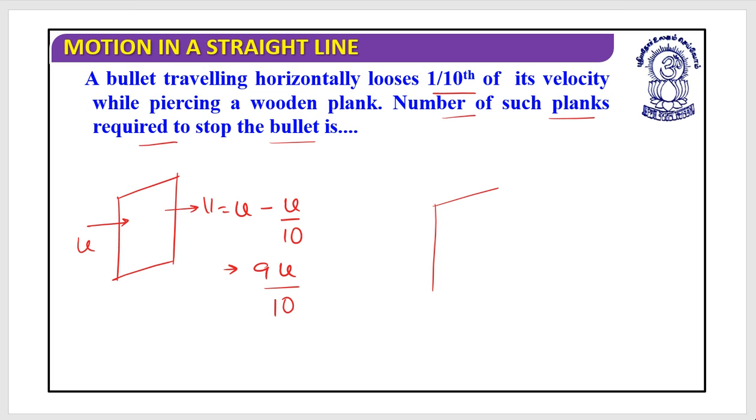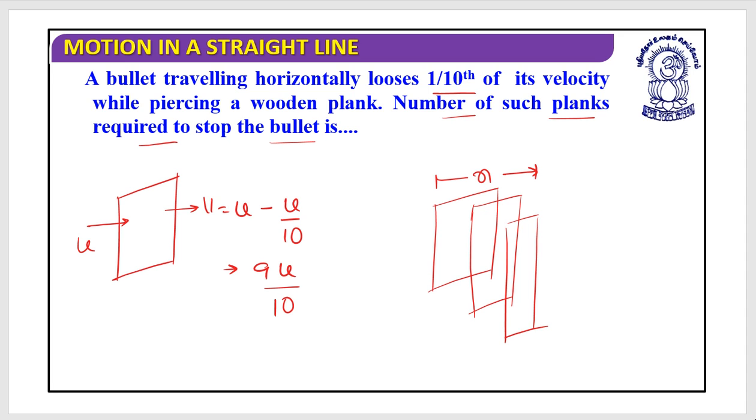That means, let's say this is the first, this would be the second, this would be the third, and so on. So n number of planks are required, and in this case the bullet should start from u and end up with a final velocity of 0. If this is the situation, you need to find out the n. Now you know what to do.